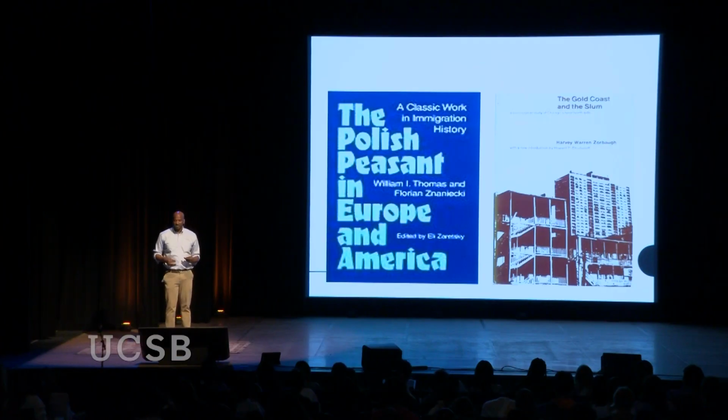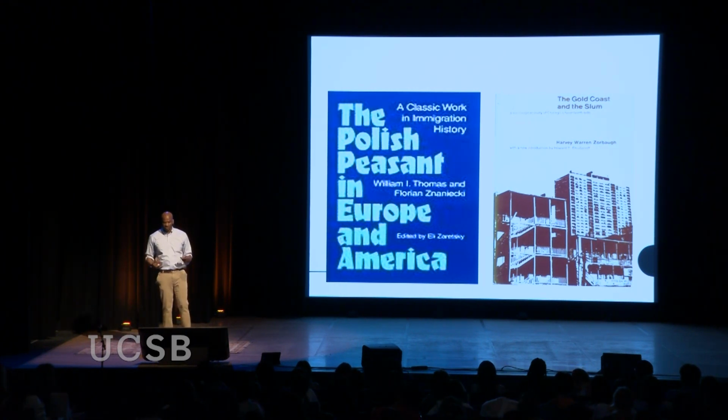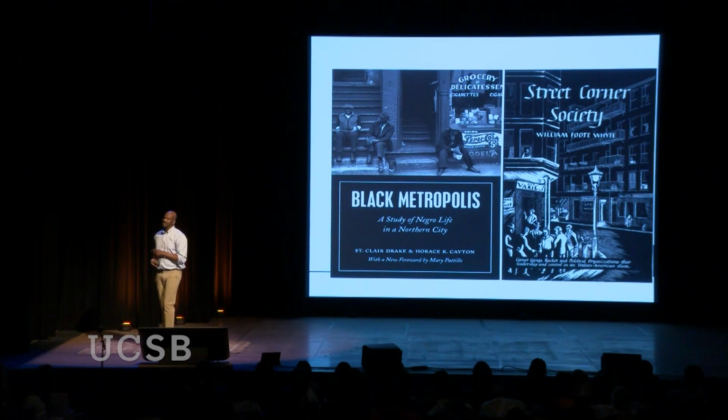Other books normalized immigrant populations, from Polish immigrants who were coming in the late 1800s and moving into cities, but also Eastern European Jews, and so The Polish Peasant, The Gold Coast and the Slum, and we even did it for Black Americans and Italian Americans, so Black Metropolis, Street Corner Society, and these were all these books that sort of came out of that tradition. But what is this about troubled interaction?